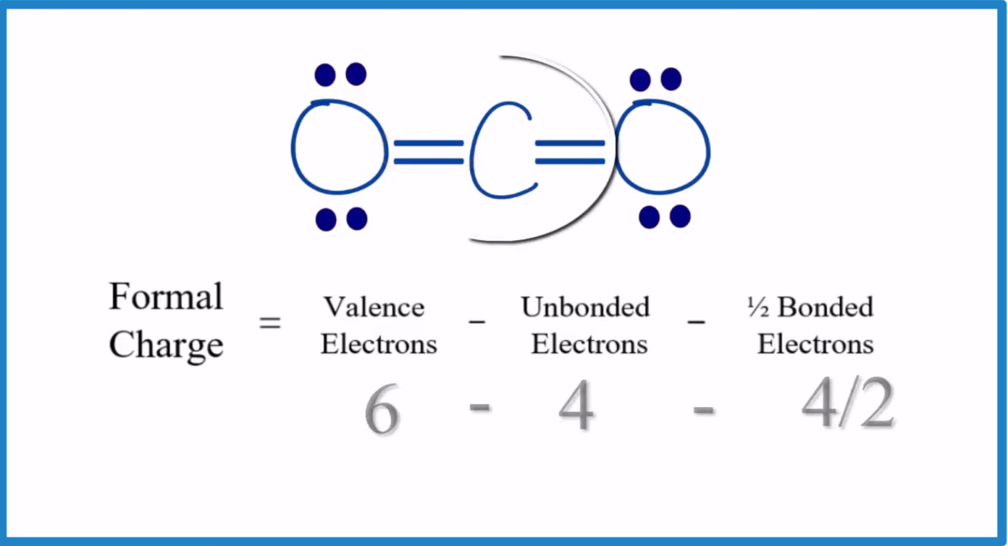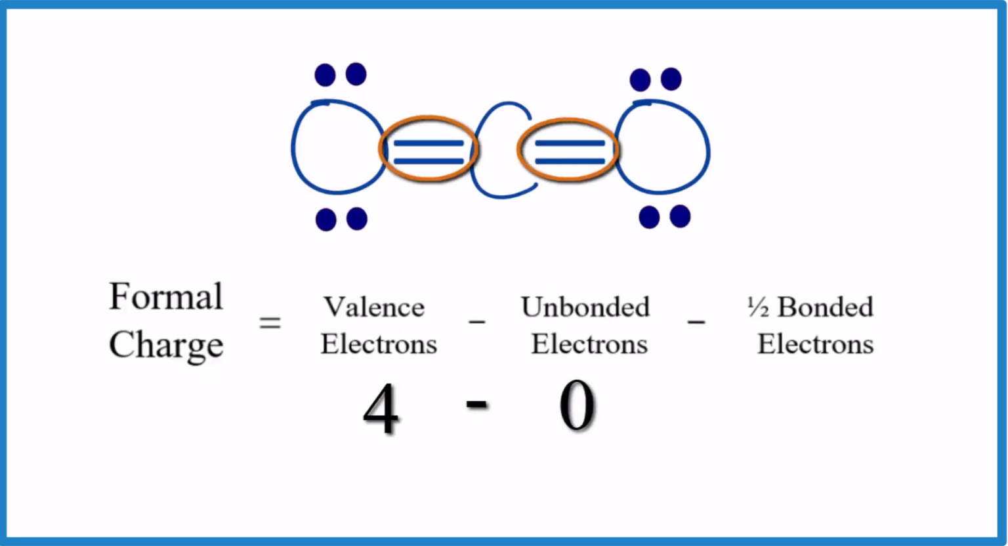For the central carbon, carbon's in group 14, sometimes called 4A. It has 4 valence electrons. It has no unbonded valence electrons. They're all involved in bonds between the carbon and the oxygen atoms. And then finally, bonded valence electrons. We can see there are 1, 2, 3, 4 bonds. Each one has 2 electrons, a pair. So 4 times 2, we have a total of 8 bonded valence electrons for carbon. So use this information to calculate formal charge on the compounds in the practice problems.